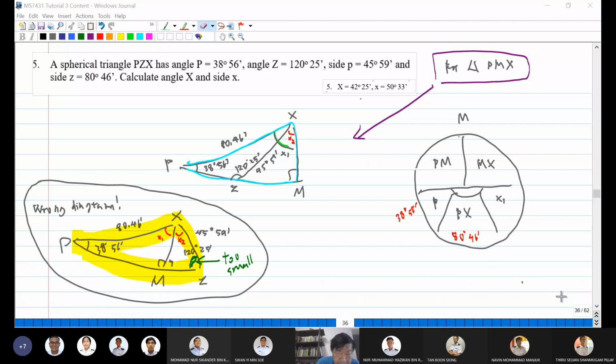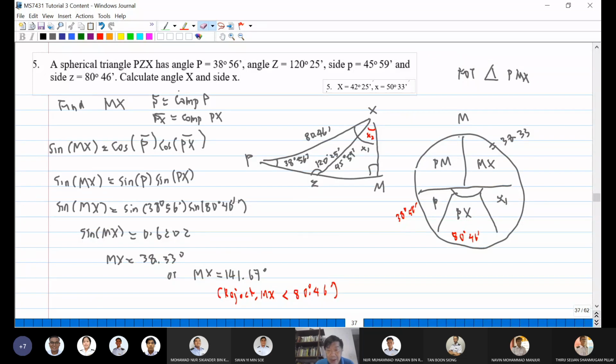Okay. So this is a bit difficult question because you have to draw the triangle as accurate as possible. Okay, so now let's see how it looks like. So I will show you the steps involved. First, I got all the big triangle now, PMX here, big triangle, okay, it's actually this one. Okay, PMX here. So I want to find MX first.